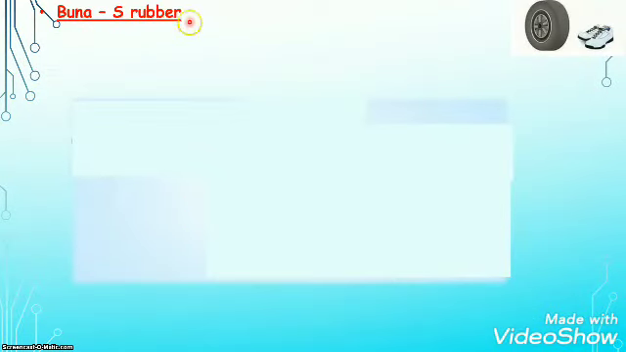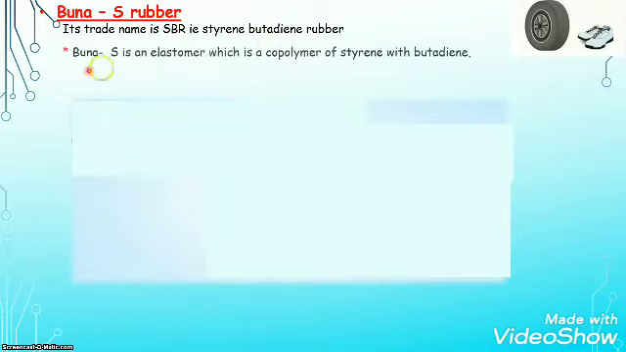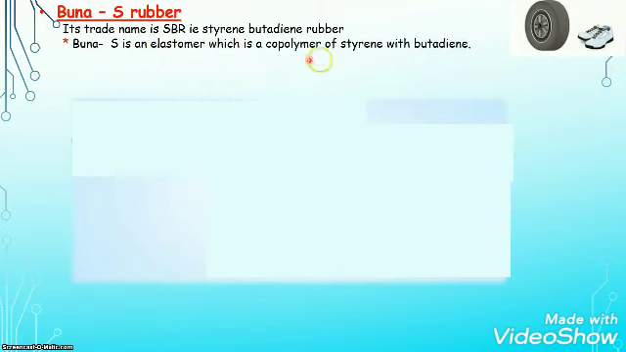Next polymer is Buna S rubber. It is a synthetic polymer. Its trade name is SBR, that is styrene butadiene rubber. S stands for styrene, B stands for butadiene, and R stands for rubber. Buna S is an elastomer which is a copolymer of styrene with butadiene. Copolymer means the polymer which contains two or more different kinds of monomers. So we can say that Buna S is the copolymer which contains styrene and butadiene.